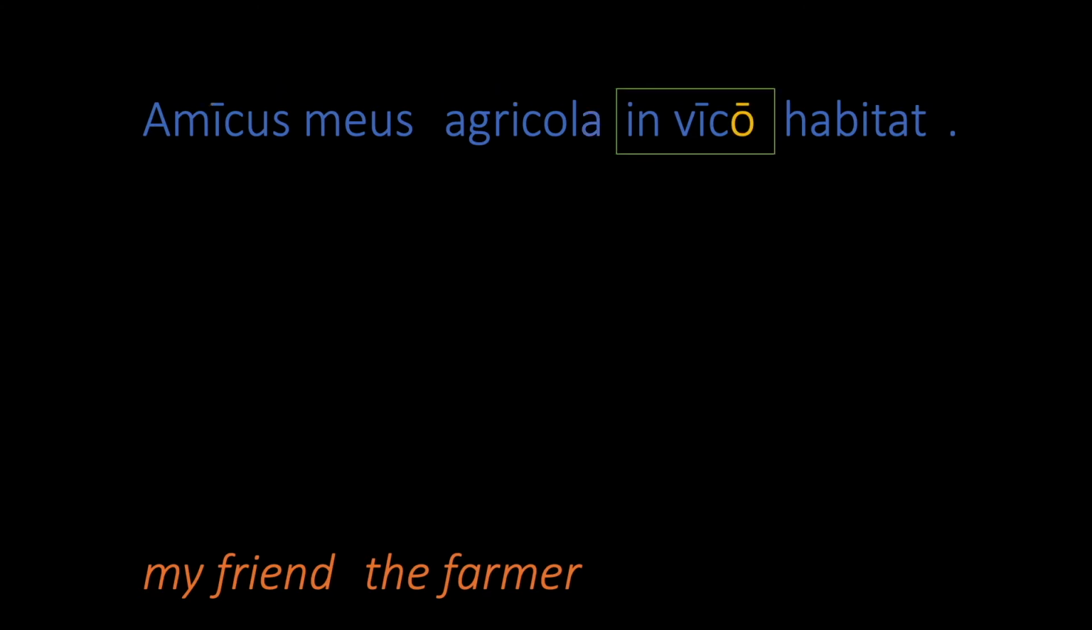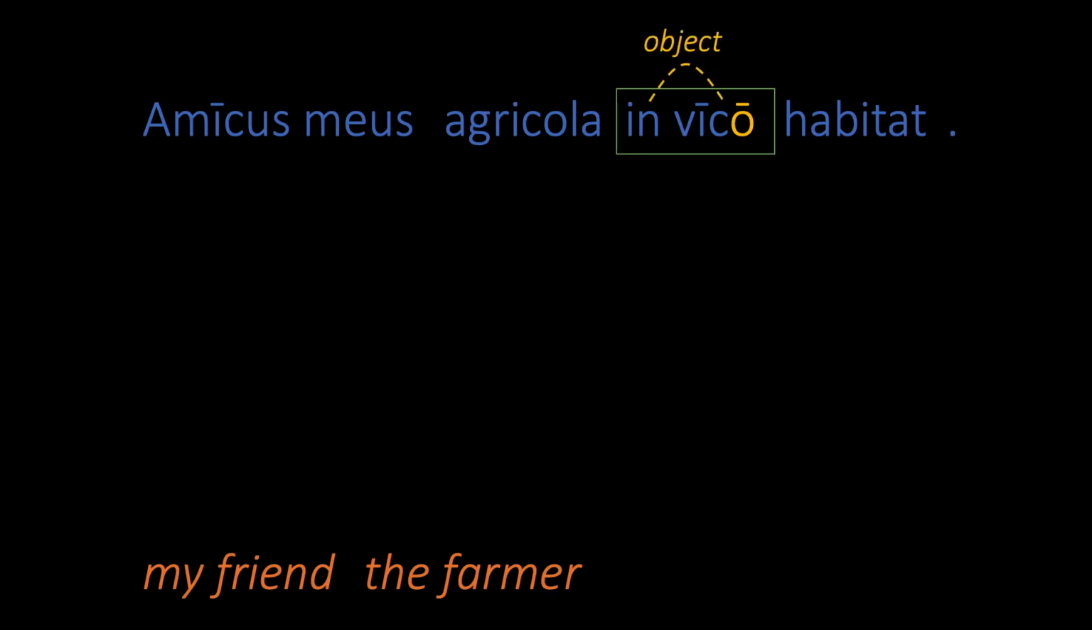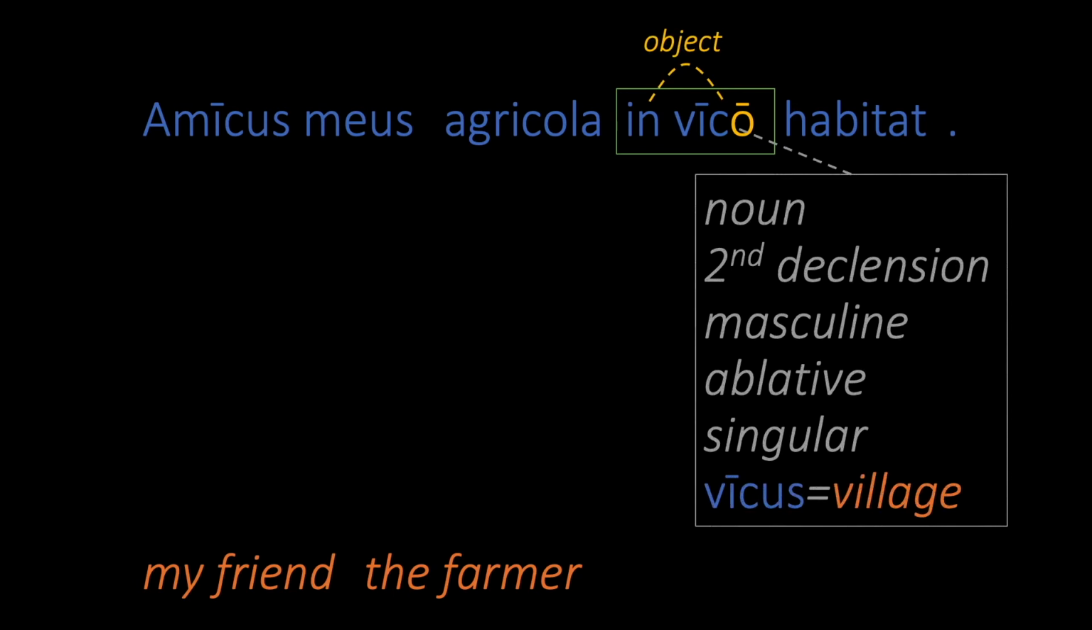In vico is a prepositional phrase. In is the preposition meaning in or on. Vico is the object, and it means the village. So we have in the village.